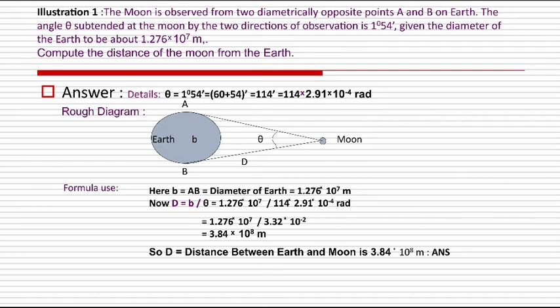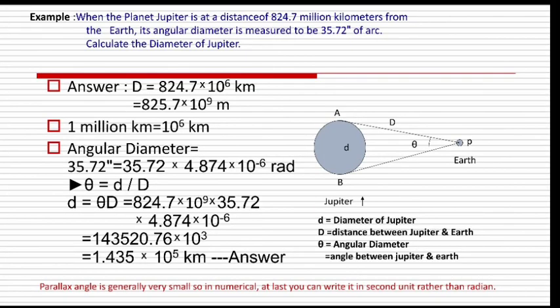The angle is theta. Now capital D is equal to small b upon theta, equal to 1.276 into 10 raised to 7 upon 114 into 2.91 into 10 raised to minus 4, equal to 1.276 into 10 raised to 7 upon 3.32 into 10 raised to minus 2, equal to 3.84 into 10 raised to 8 meter. So the distance D between earth and moon is 3.84 into 10 raised to 8 meter. This is the answer.